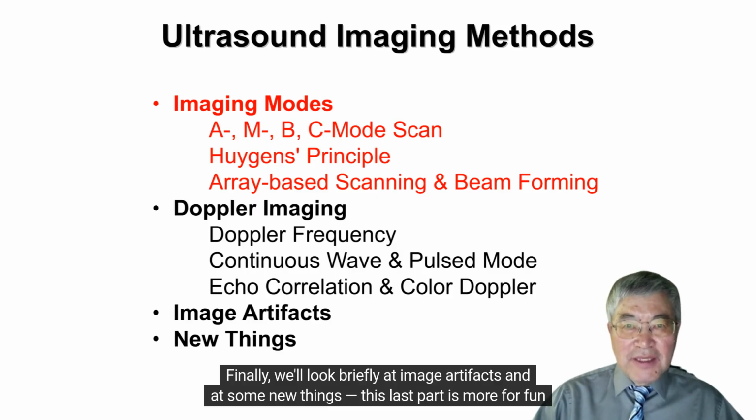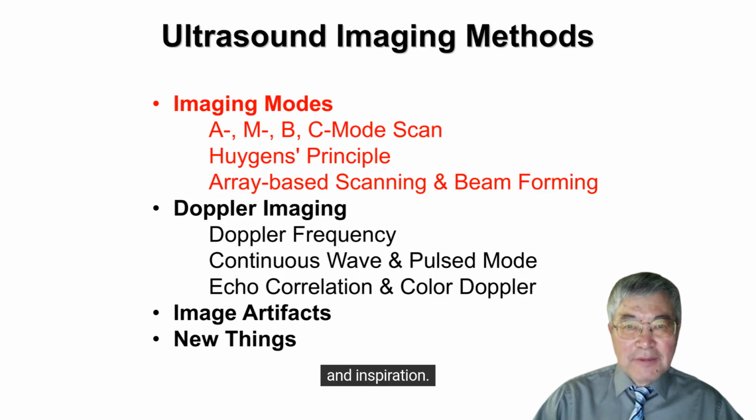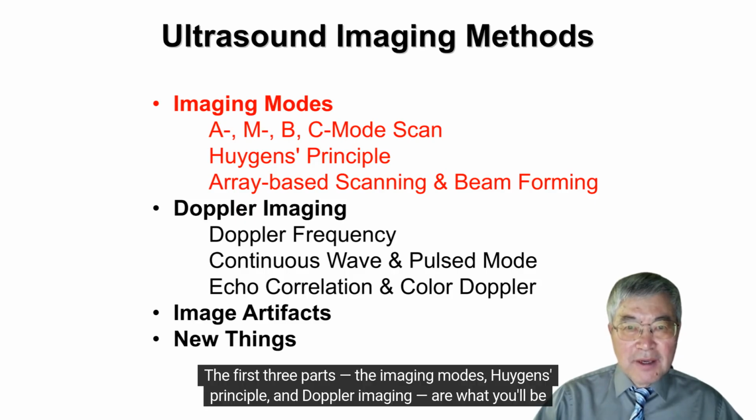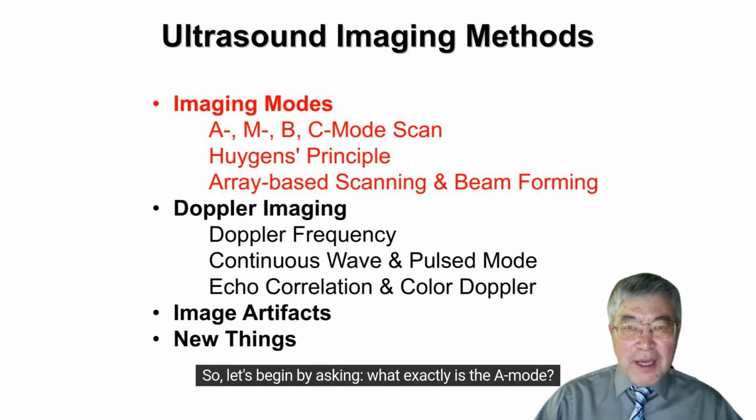Finally, we'll look briefly at image artifacts and at some new things. This last part is more for fun and inspiration. We won't go into all the advanced new ideas in detail. The first three parts, the imaging modes, Huygens principle, and Doppler imaging, are what you'll be tested on. So let's begin by asking, what exactly is the A mode?